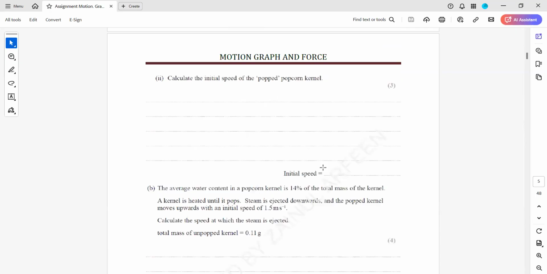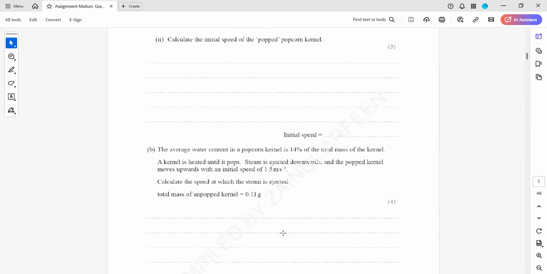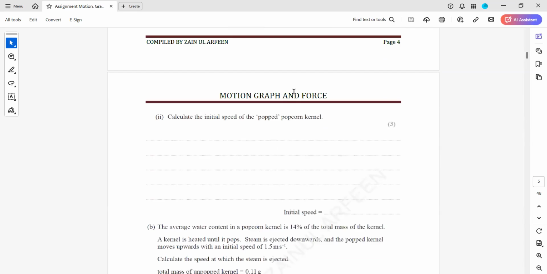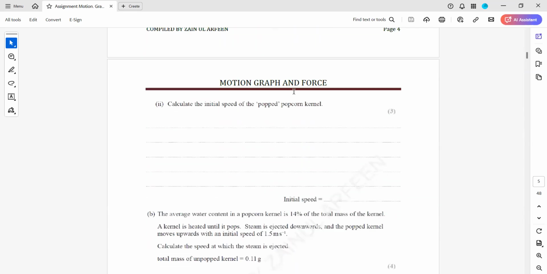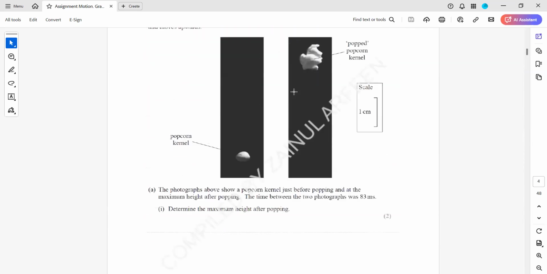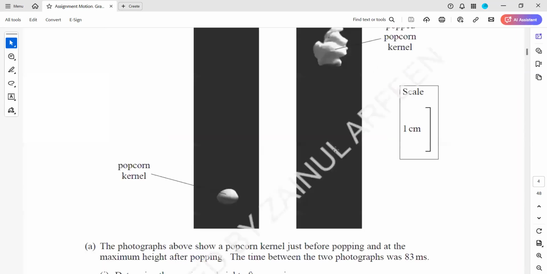Calculate the initial speed of the popcorn kernel. So we need the initial or the starting speed. If we need the initial speed, we cannot take u as 0. We need the starting speed here because we need at what speed it is moving. Here the scale is given to you. You have to use a figure, like this length is equal to 1 centimeter.